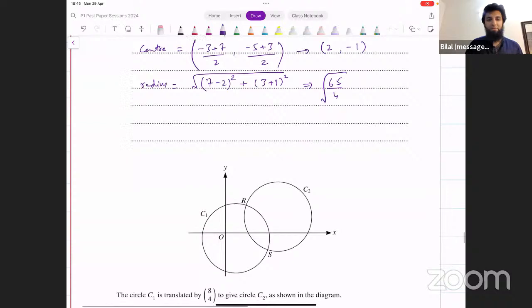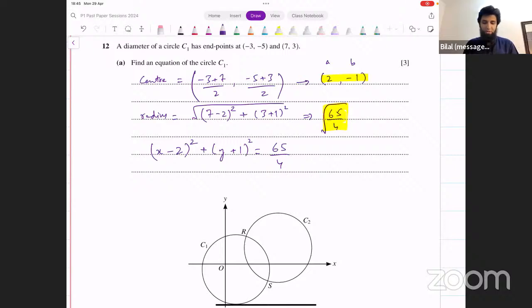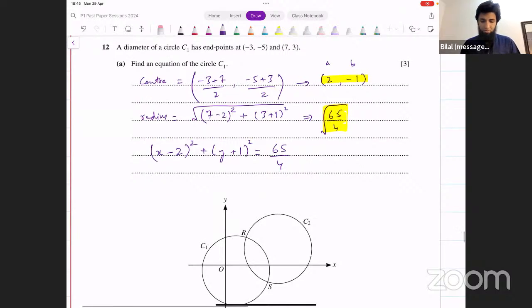What about the equation of the circle now? X minus a whole squared. So this is the center. This is the radius. Equation of the circle is going to look like this. X minus a. This is a. This is b. X minus 2 whole squared plus y minus -1. That becomes y plus 1 whole squared equals square of the radius. That becomes 65 over 4. And that's the equation of the circle that we were looking for in the first part. No?